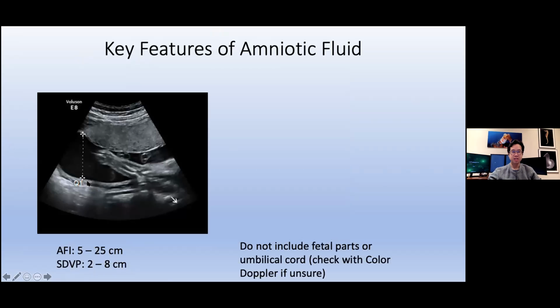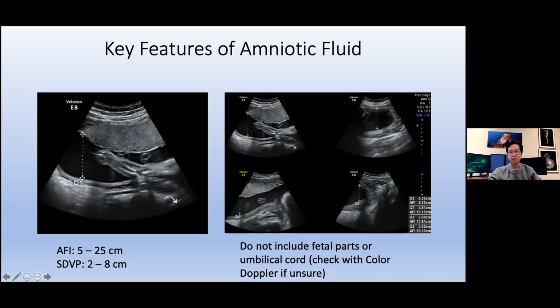So here's an example. This is a single vertical fluid pocket. This is the 4 quadrant AFI. So those are your measurements. This one here correlates with this image. That's 5.4 centimeters, so that's normal. And if we do the full 4 quadrant AFI, it comes out as 18.2, which is normal. We want to make sure that we're not including any fetal parts in any of our fluid determination. We also want to make sure that there's no parts of the fetal cord sitting in our fluid, because that will affect our AFI determination.